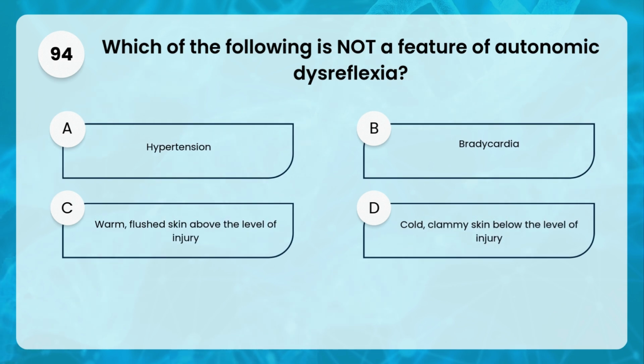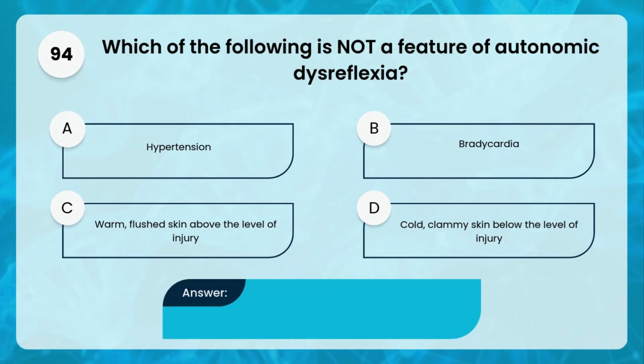94. Which of the following is not a feature of autonomic dysreflexia? A. Hypertension. B. Bradycardia. C. Warm, flushed skin above the level of injury. D. Cold, clammy skin below the level of injury. The answer is D. Cold, clammy skin below the level of injury.